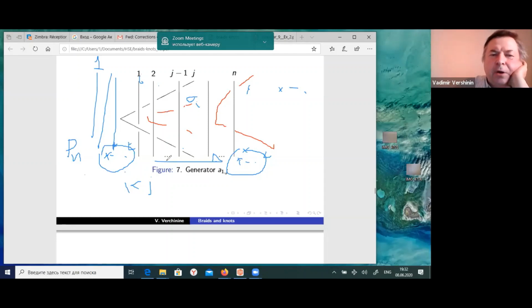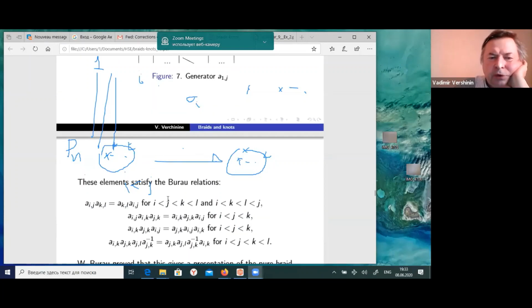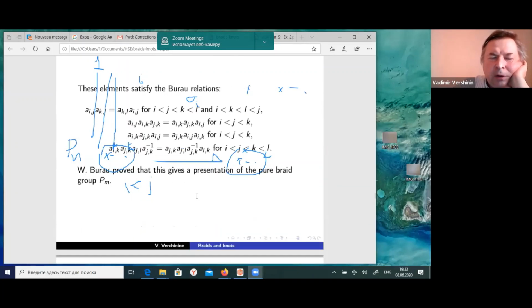Then you see also they can move one inside other, no problem. So these are the relations which involve the generators, the Burau generators here. Other relations are much more difficult to interpret, but there is a theorem, 1935 probably, Werner-Burau, that this gives the complete list of relations for the pure braid group.